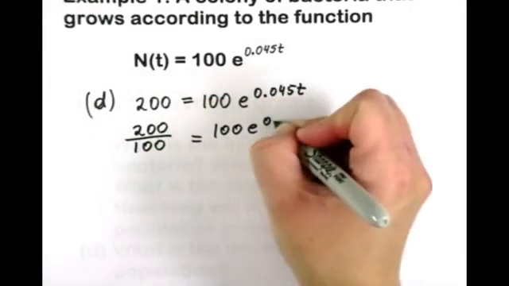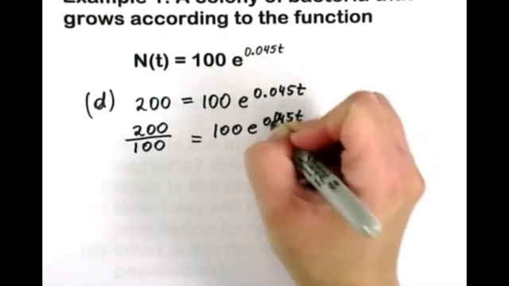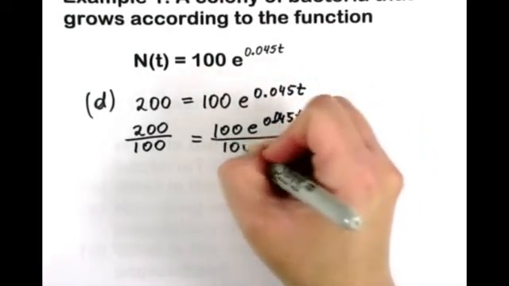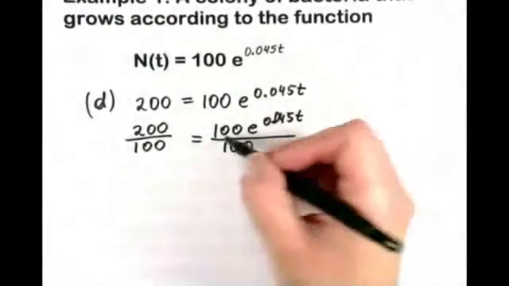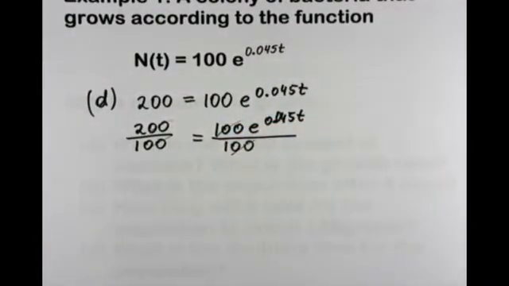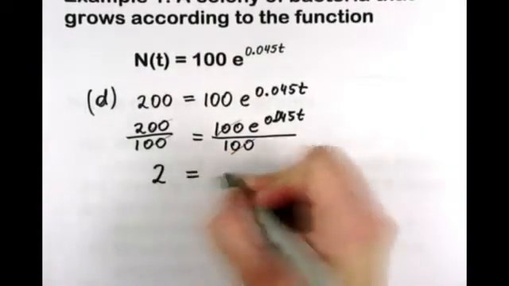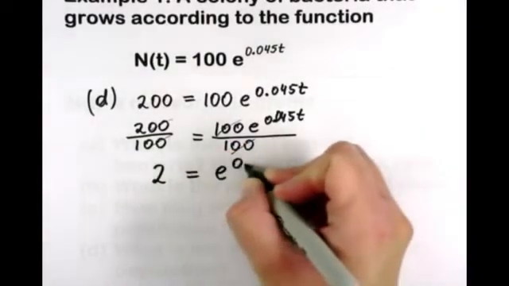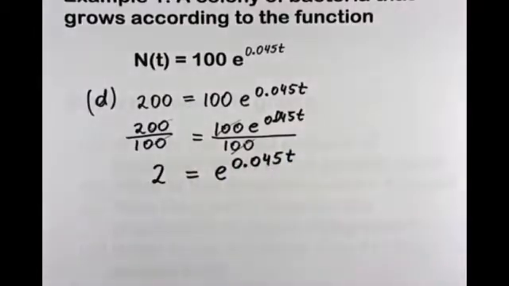e to the 0.45 t over 100. The 100s cancel out. 200 divided by 100 is 2, which is equal to e to the power 0.45 t. Now we take logs.